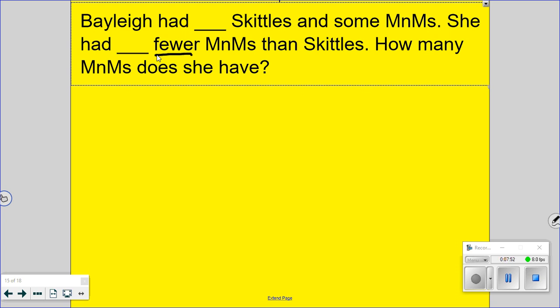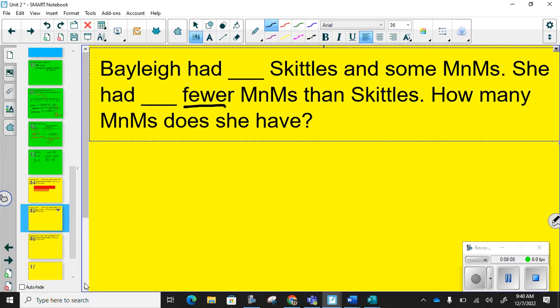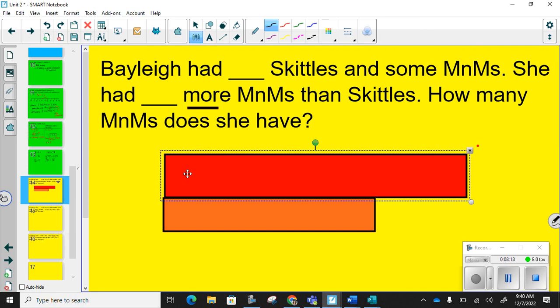Connor, are you having some trouble? You're supposed to work your... We're holding up the M&M bar. How do you know the yellow bar is the M&M bar? I'm going to put my bars back up here. How do we know that the M&M bar was the yellow one?